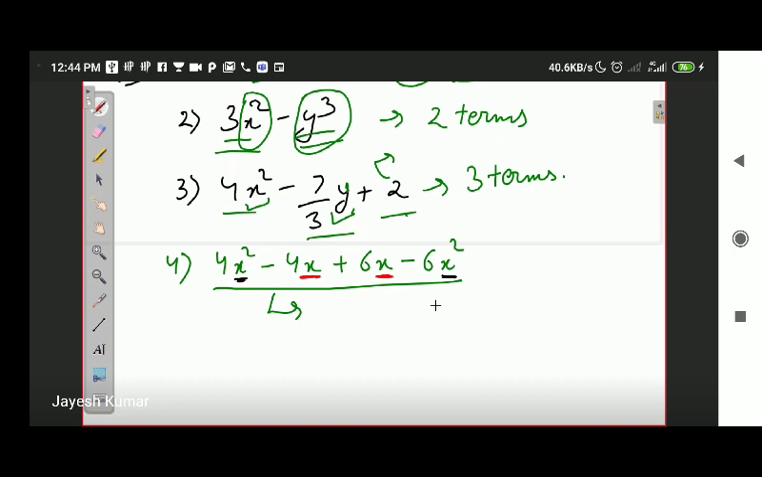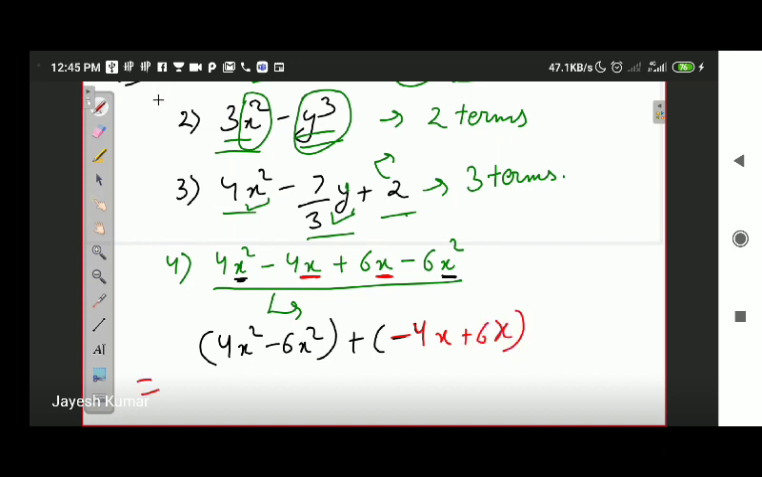So what you need to do is simplify this expression. For x to the power 2, you rewrite this expression according to their powers. So you rewrite 4x square minus 6x square together. You are going to solve them, plus minus. Then 4x plus 6x again together, and you will simplify them.